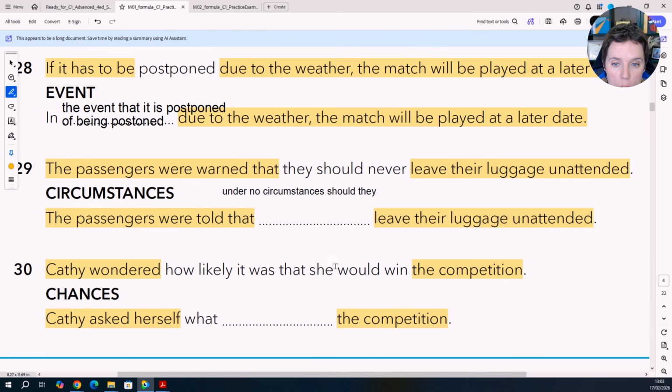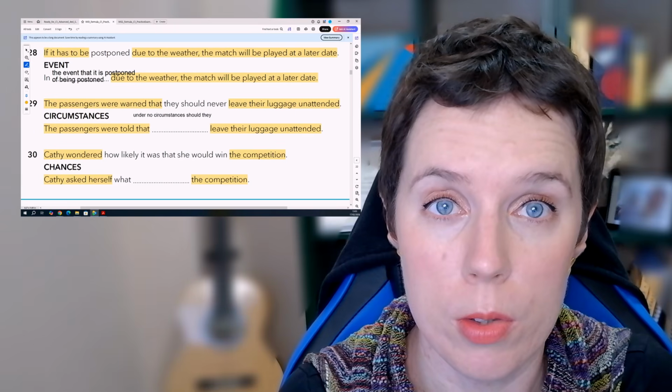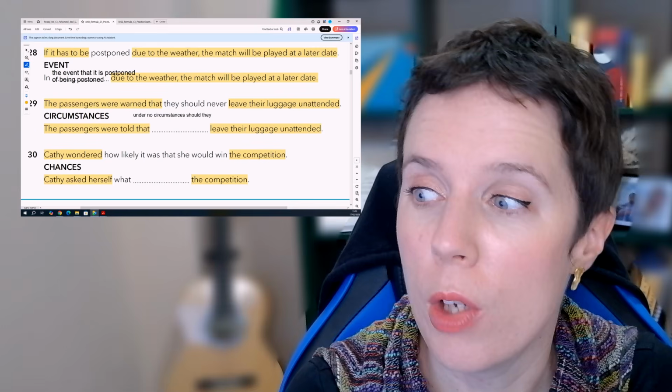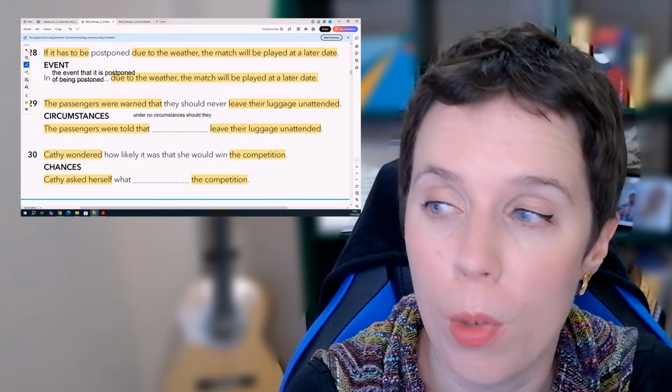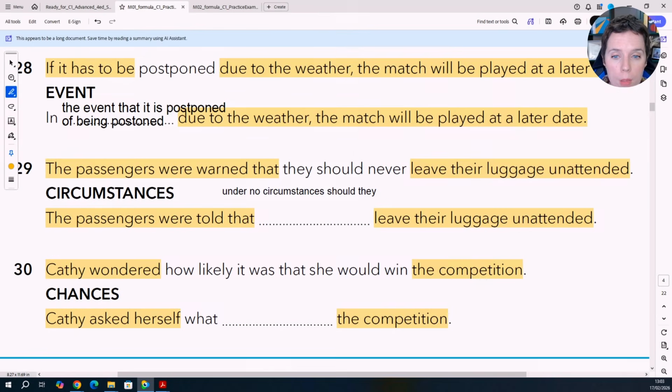Okay, and then we've got that she would win. So here we're being tested again on sentence patterns. So do you need an ing form? Do you need a subject-verb-object form? Do you need an infinitive form? What is going to come after chances? How are we going to kind of convert this sentence here? So Kathy asked herself what? So chances is a noun, so we're probably also going to need an article somewhere as well. Have a think. Pause the video if you need longer to think about it.